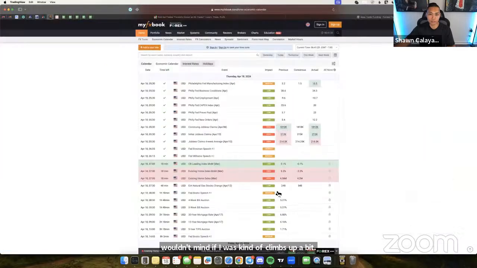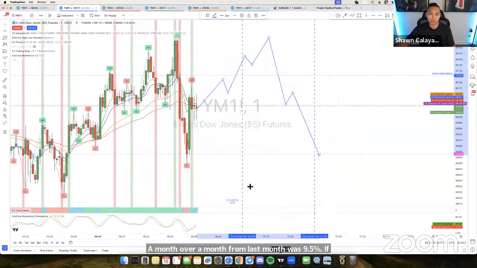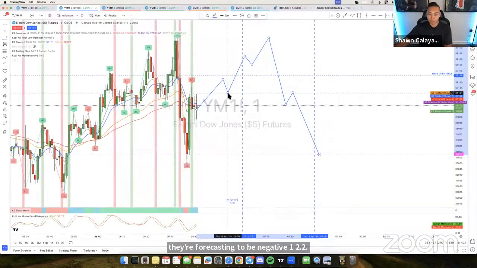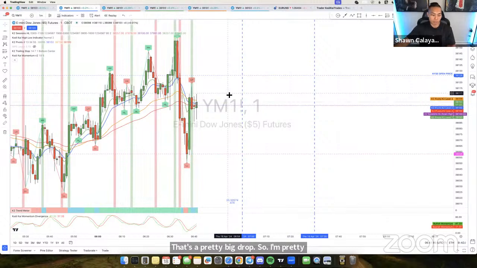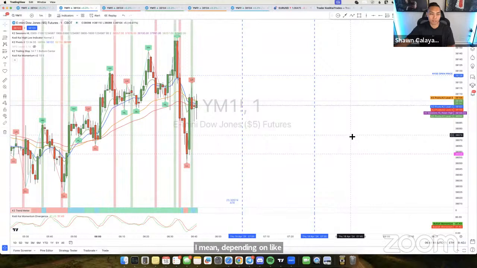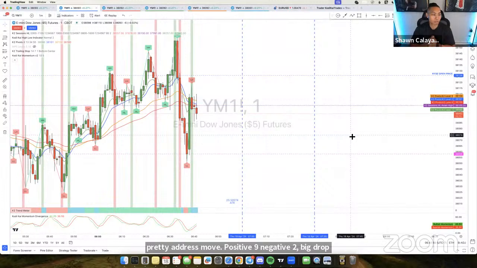Because the news here is a big gap, right? Month over month from last month was 9.5%. They're forecasting it to be negative 2.2. That's a pretty big drop. I'm pretty sure it's going to affect the market pretty heavily, depending on how drastic it is, but that's a pretty drastic move. Positive 9 to negative 2, it's a big drop. But yeah, I'm not really expecting too much here.